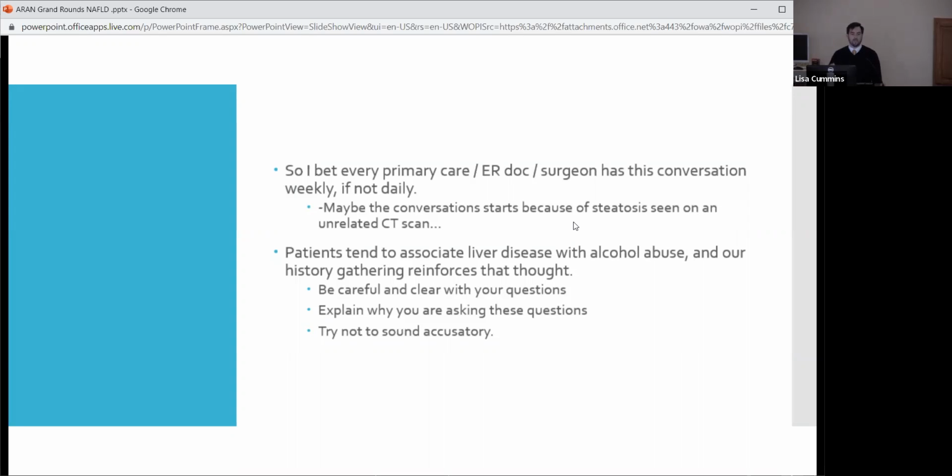Because a lot of times we go through our algorithm. Okay, first you check off this, then you check off that, then you check off this, and it makes sense in our head. But when you're the patient and you're getting asked those questions, it kind of feels like you're being interrogated a little bit and like you have done something wrong. And that's not the position we want to put these patients in, right? Because they're your patients. So you want to take care of them. You want to have a good relationship with them.